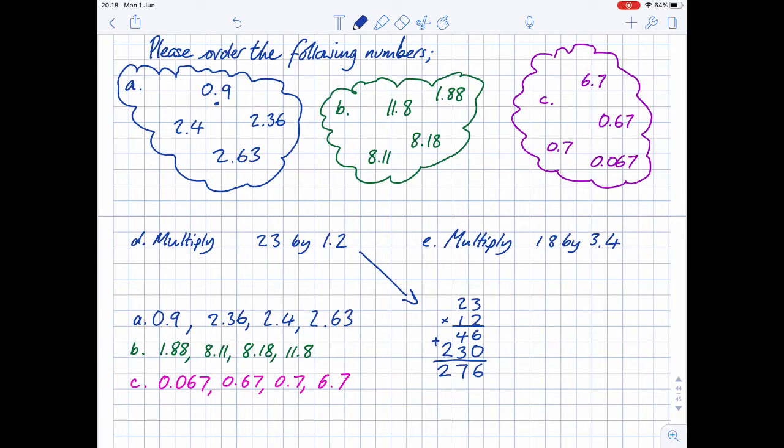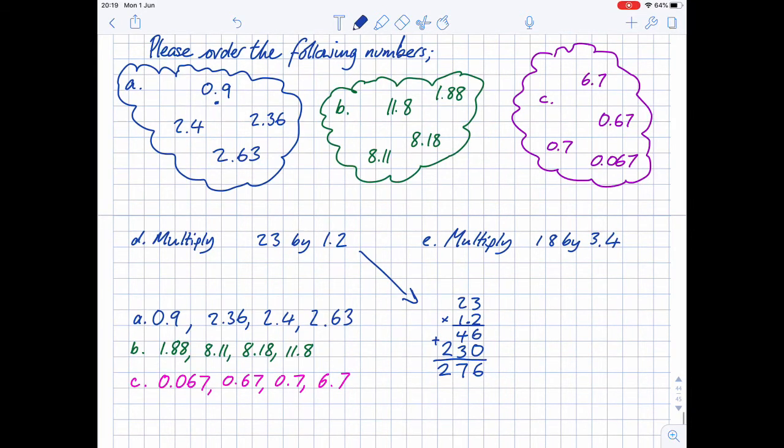And now I put my decimal in. And I say to myself, how many numbers are there to the right of my decimal there? There's 1, isn't there? So from here, I need to move in 1 number. So my answer is 27.6. Now I'll do it for the next one as well so you can see it again.